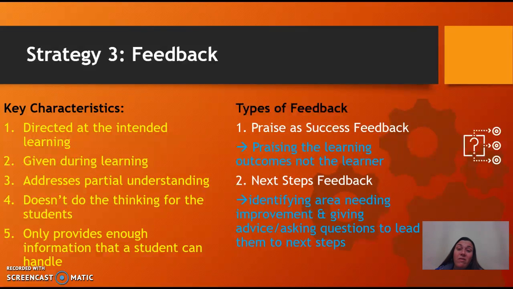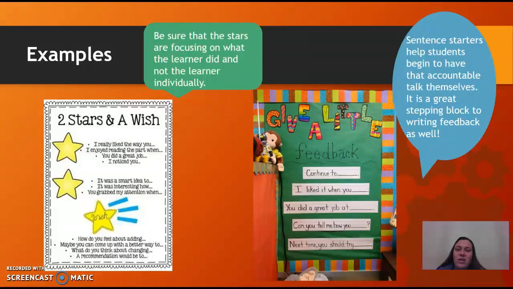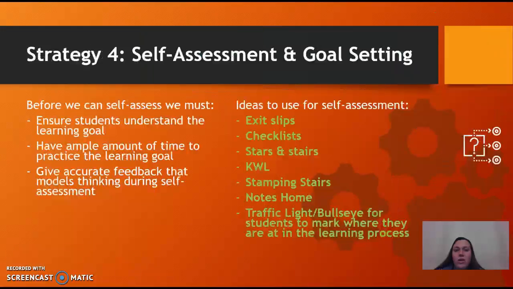Strategy 3 talks about the feedback. This is where students are giving each other feedback as well as teachers giving students feedback. Praise is huge, but you need to make sure that you're praising the learning outcomes versus the learner itself. So the 2 stars and a wish is an option. When you look at students giving each other feedback, sentence starters are key. That way they have something to look at and be able to repeat when necessary.